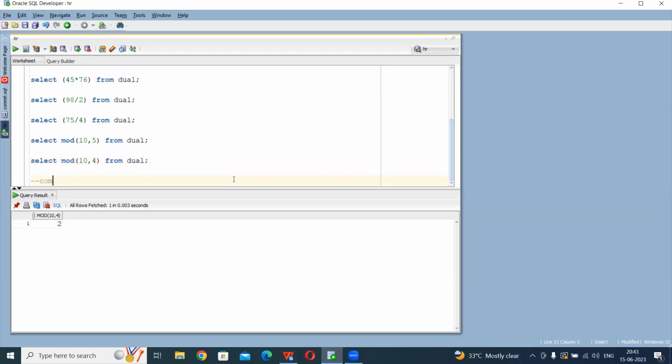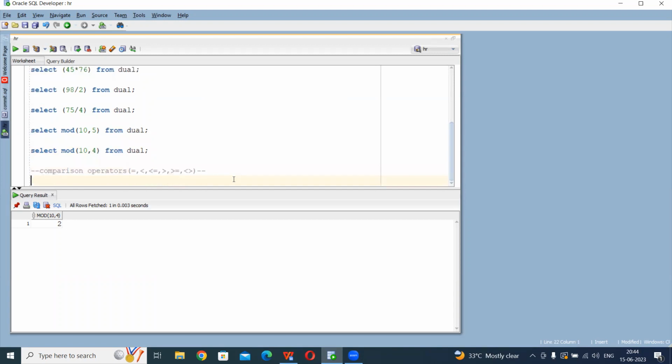So guys, now we'll see what are the comparison operators we have. The comparison operators we have are equals to, greater than, less than, less than equals to, greater than equals to, and not equals to. These are the 6 operators that fall into the range of comparison operators. So now we'll go for writing of query.